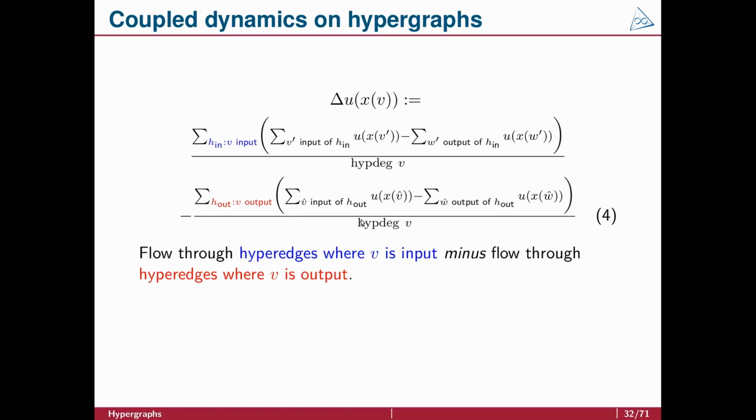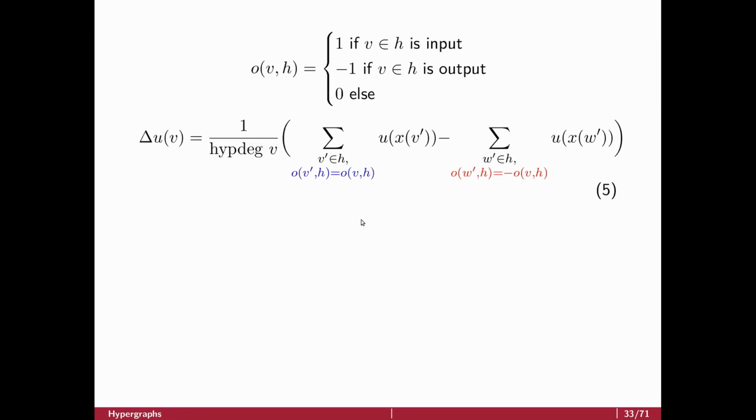So again, we look at the flow through hyperedges where V is the input minus the flow through hyperedges where V is the output. So that is what the operator does, compares that. And we can write it in a somewhat more compact form, but maybe again, that is not so important here. The important thing is again that we can do the coupling.